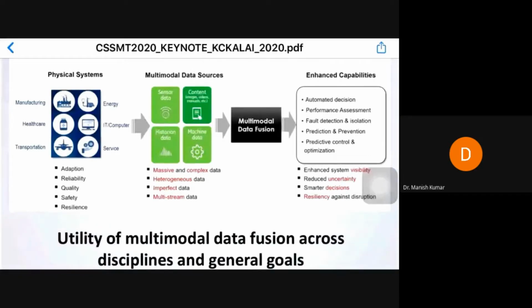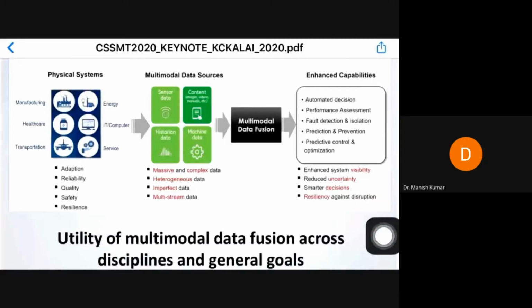So here we do enhance. What are the capabilities here? Automated decision, performance assessment, fault detection and isolation, prediction and prevention, and predictive and control optimization. And how do we go about this? How can I enhance the system visibility? How can I reduce the uncertainty?